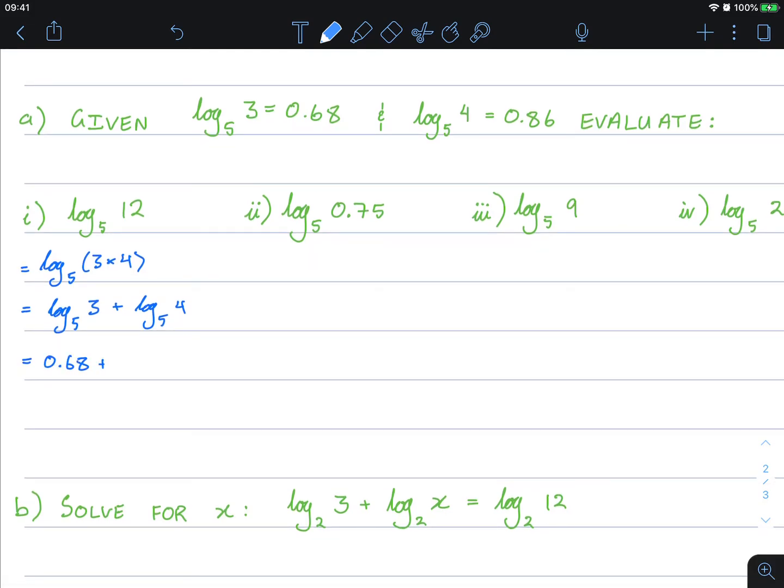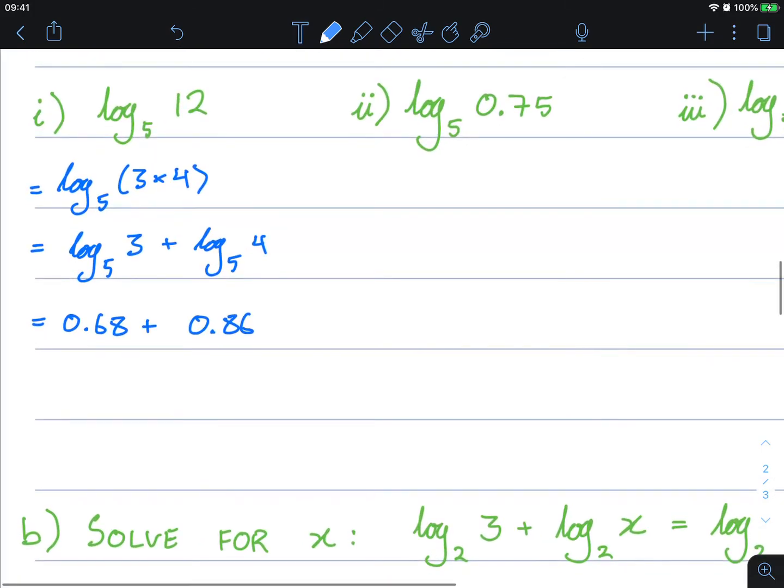This is 0.68 plus log base 5 of 4 is 0.86. And adding these two together, going from right to left here, 4, 9, 5, this becomes 1.54.